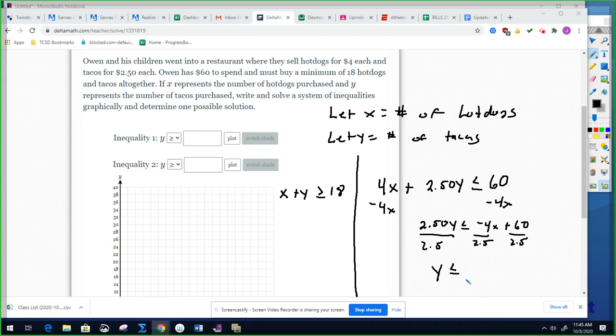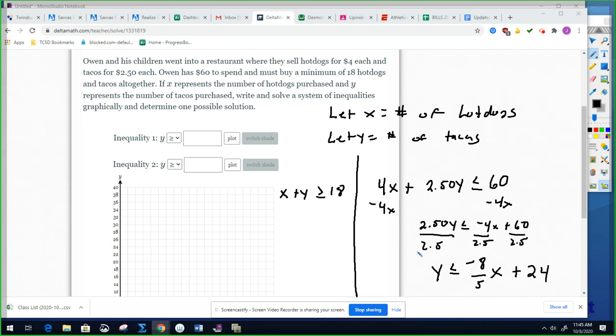okay, negative 4 divided by 2.5 is equal to negative 1.6, but I want that to be written as a fraction, okay? So make sure that you change that in a fraction. Again, if you're using Desmos, then you can just click the button over there on the left, and I want it to be my rise over run, so it's negative 8 over 5 x plus 60 divided by 2.5 is equal to 24, okay?